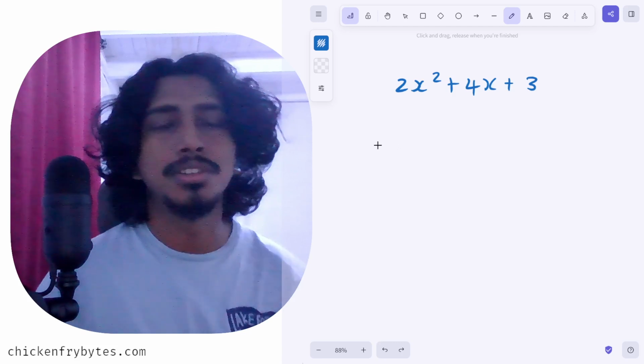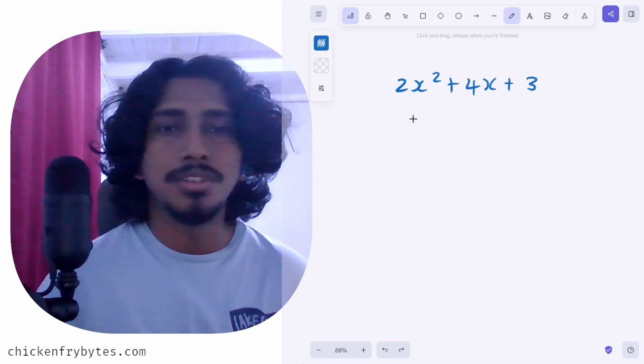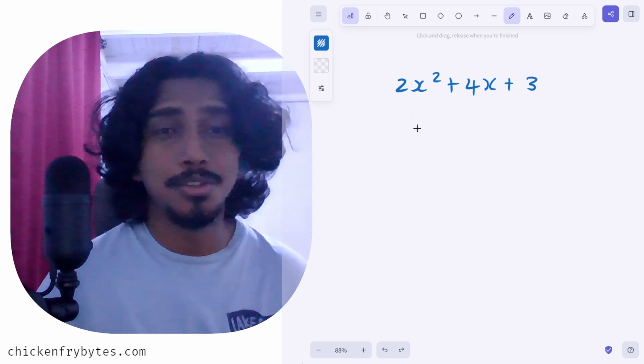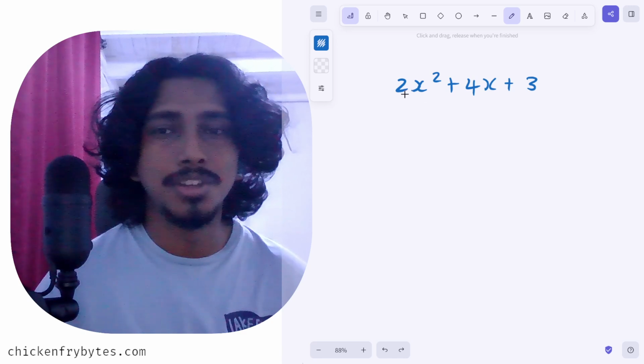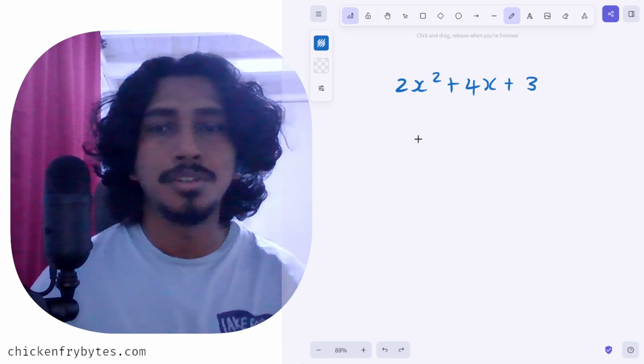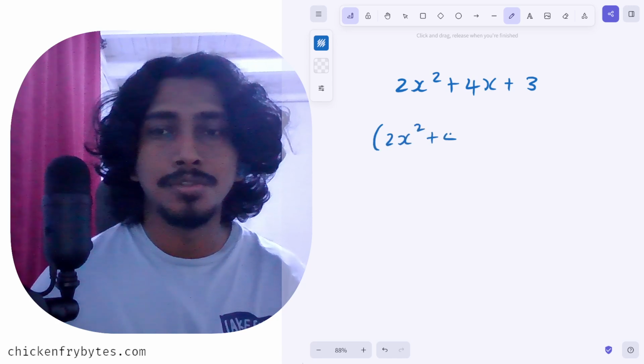How do we actually complete the squares? Now, the first step is we pair off the terms with non-zero coefficients of x. So those would be the x squared term and the x term. So we pair those two off. So here we have 2x squared plus 4x, and of course the 3 is on the outside.